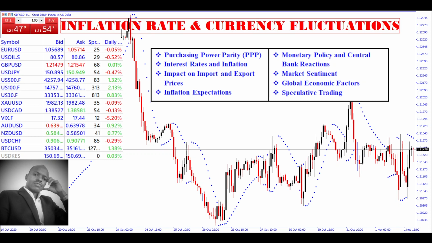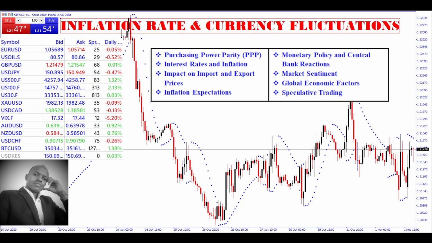Inflation rate is a significant driver of currency movements. It can have a substantial impact on the value of a given currency. Inflation is the rate at which the general price of goods and services rises, leading to a decrease in purchasing power.